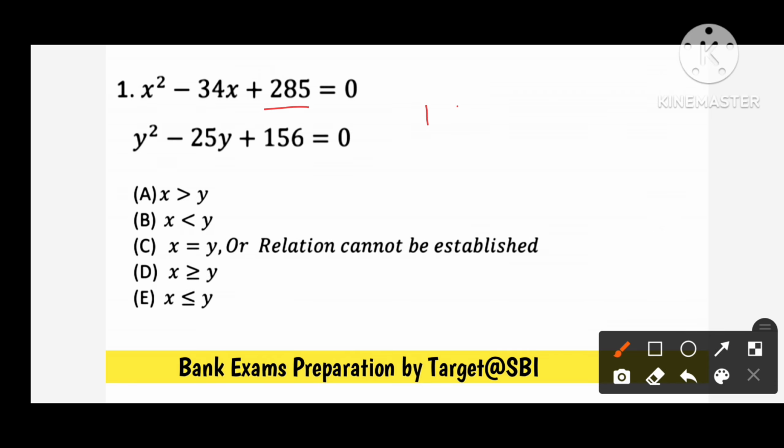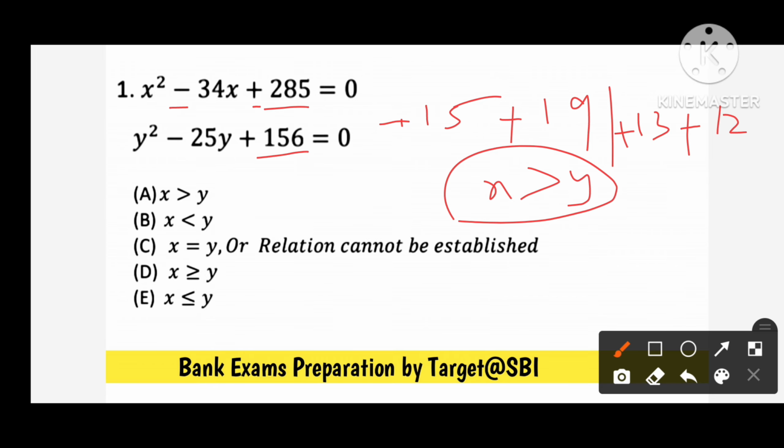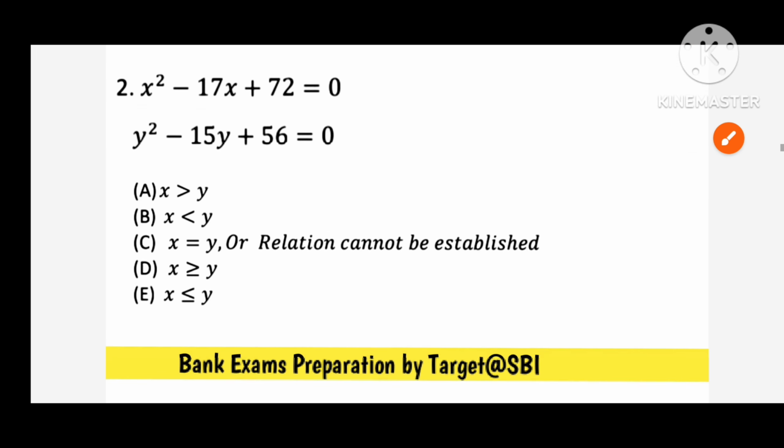285. 15 19 times is 285. Minus and plus means both the root signs will be positive. Next one, 156 means 13 12 times is 156. Minus and plus means both the root signs will be positive. Comparing these two, it is very clear that x is greater than y. Next, question number 2.